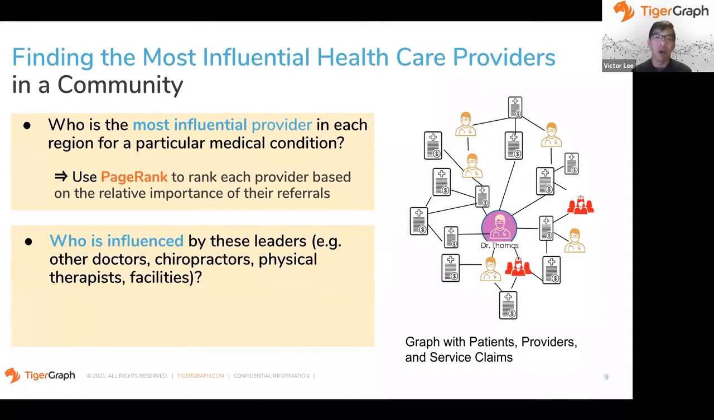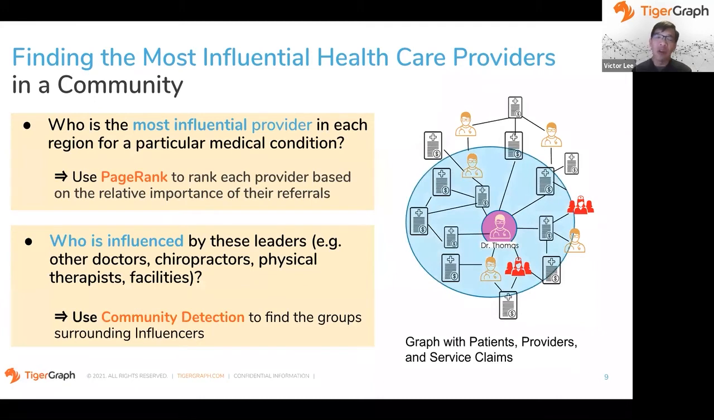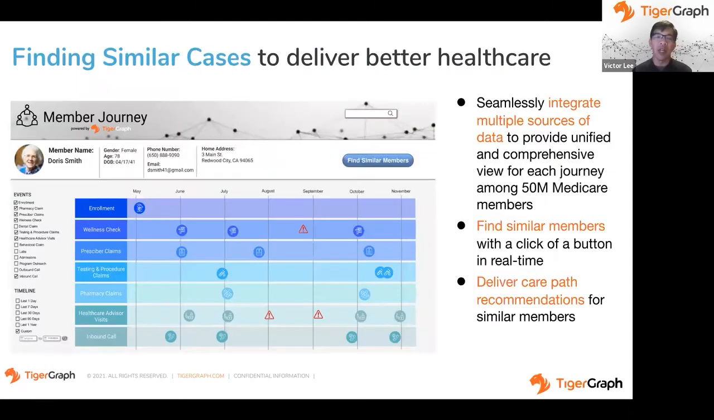Who was influenced by these leaders? Then we do some community detection, because we say, who are they influencing? So the combination of two graph algorithms provides this very important real world analysis. Could be for healthcare, could be for any number of things.